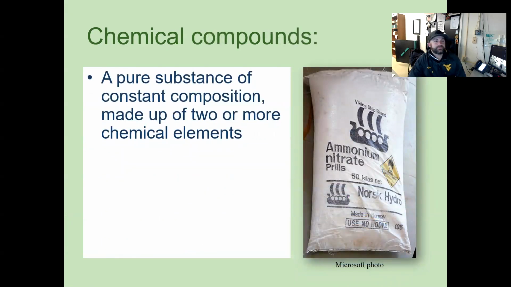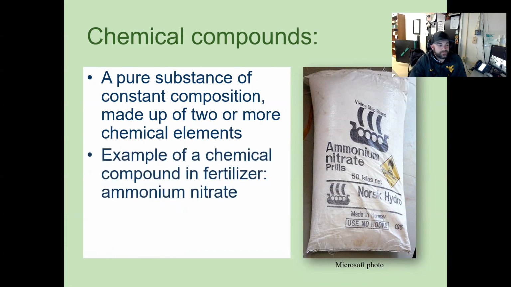Chemical compounds, a pure substance of constant composition made up of two or more chemical elements. An example of a chemical compound in fertilizer would be ammonium nitrate. And if you take a look at the picture on the right, that is a bag of ammonium nitrate right there.